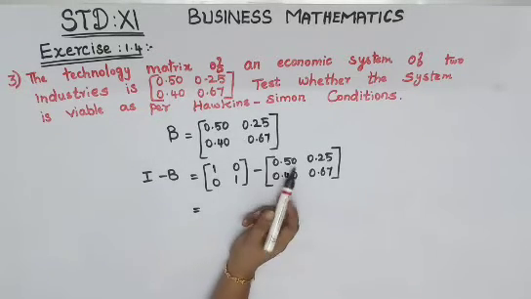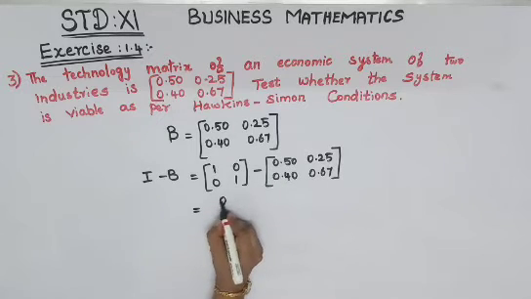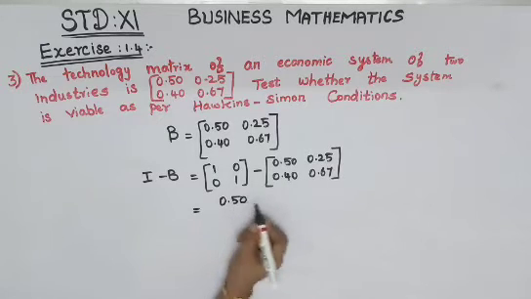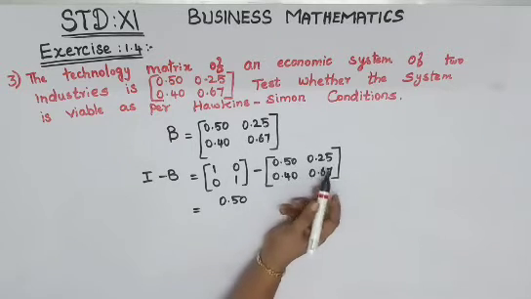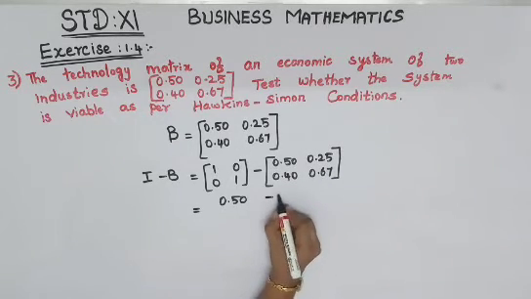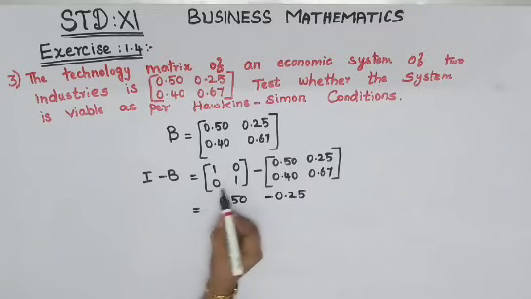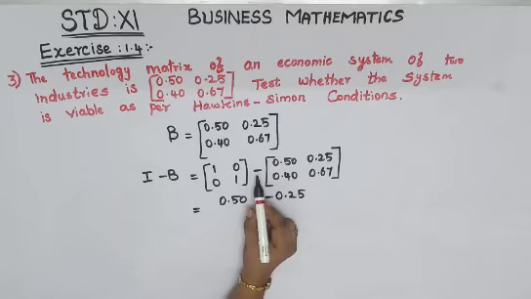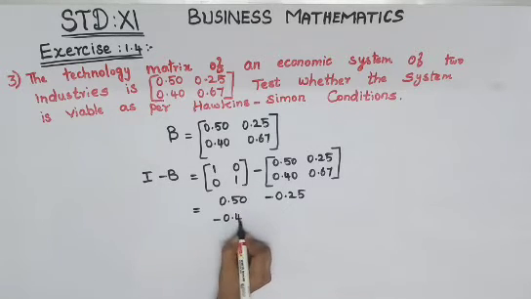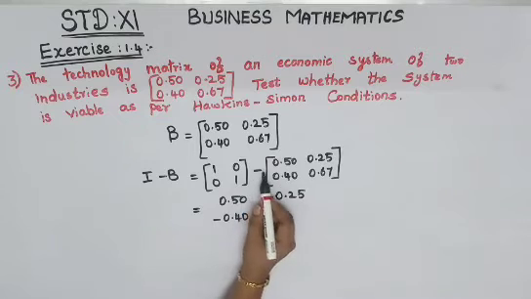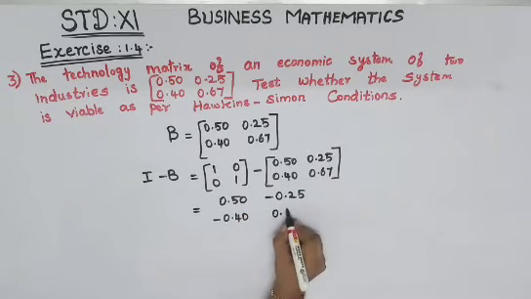So first element with this first element. Okay, so it is 1 minus 0.50, you will get it as 0.50. Then 0 minus 0.25. So this minus will go with this 0.25. So minus 0.25 you get. The same thing again, 0 minus 0.40. So minus will join with this. So minus 0.40. The next one is 1 minus 0.67. So I'll get it as 0.33.